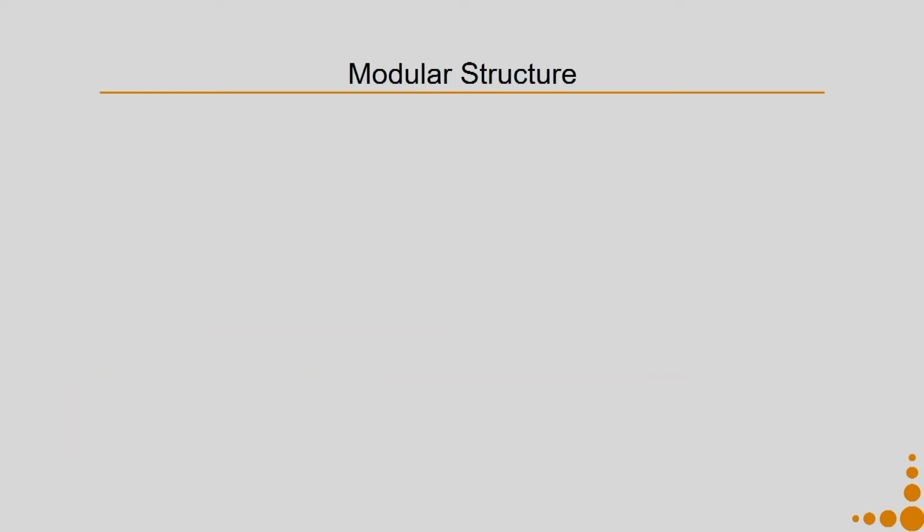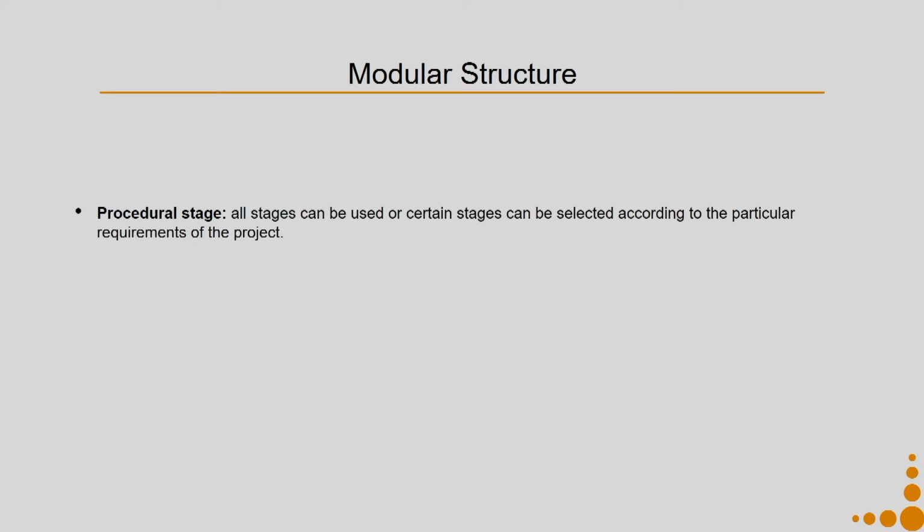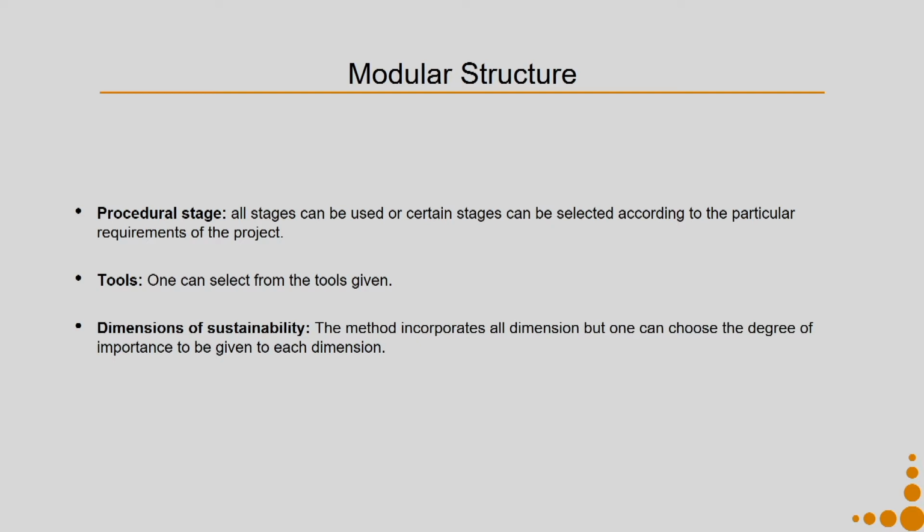The MSDS method has a modular structure. Why is it so? It consists of certain procedures. Depending on the context, depending on the project, depending on the resources, one can go through all the stages or one can select some of the stages. So that's the modularity. It consists of many different tools. It consists of 3 dimensions of sustainability, but one can set varying degrees of importance to each and every dimension. You can also choose to give low priority, no priority, medium priority and high priority.